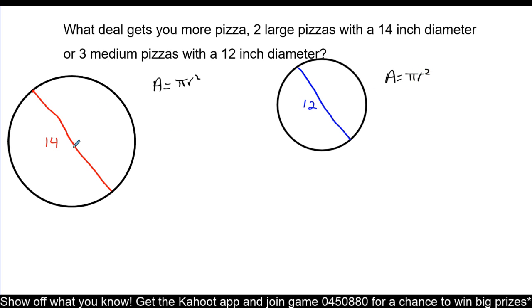But then we notice neither of these gave us the radius. They're both a diameter. So my radius for our large pizza would be 7. So this is going to be 7 squared. And our medium pizza, half of 12 is 6. So this is going to be 6 squared. Okay. We have 3.14 for both.